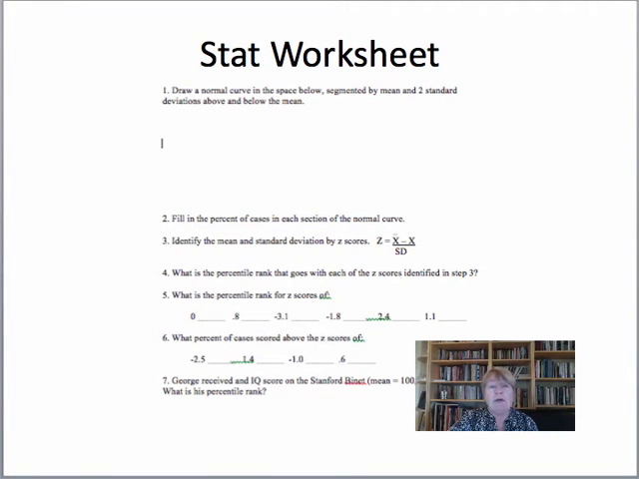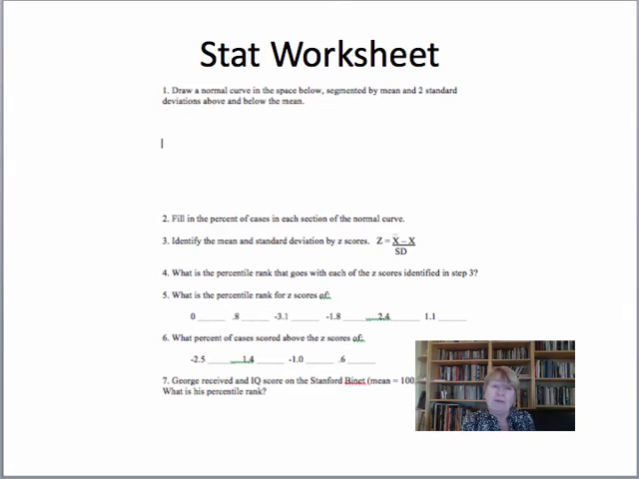So now go ahead and try to answer number 6. Number 6 is asking you what percent of cases scored above the z-scores of negative 2.5, 1.4, negative 1, and 0.6. So what percent scores above? Well, that works pretty much the same way using our Appendix 2, but in reverse. And there's two ways to answer these questions. I'll work through the first one with you, and then you can go ahead and do the rest.